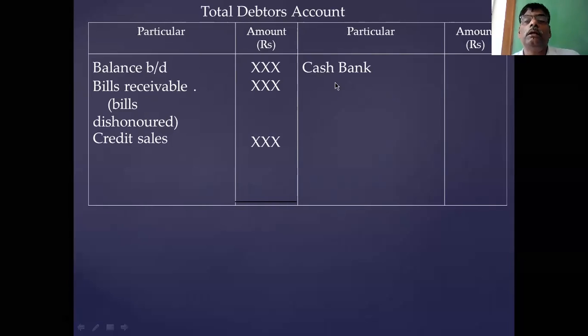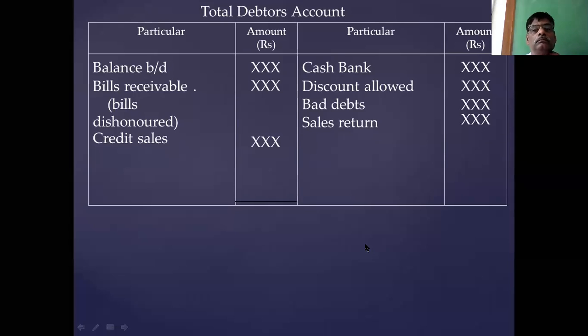And next, the credit side: cash or bank. Cash received from the debtors, checks received from the debtors. If cash is received from the debtors, you record it on the credit side. If checks are received from the debtors, you record it as 'by bank'. Cash received from the debtors is 'by cash'. For checks received, you record 'by bank'.